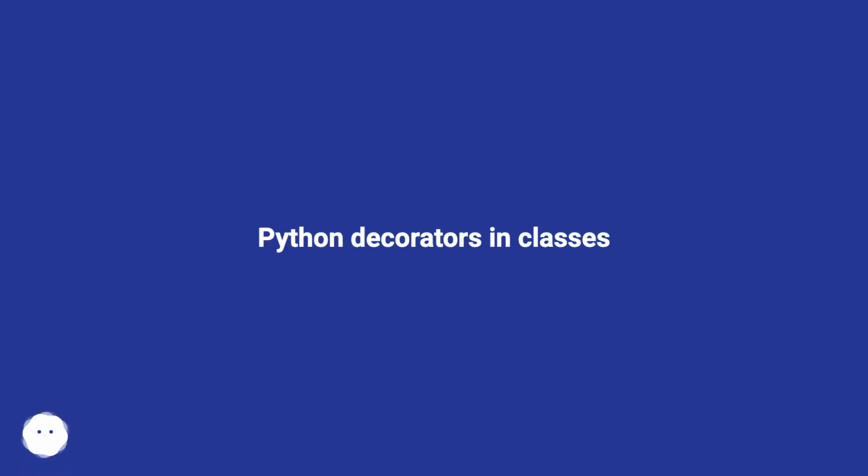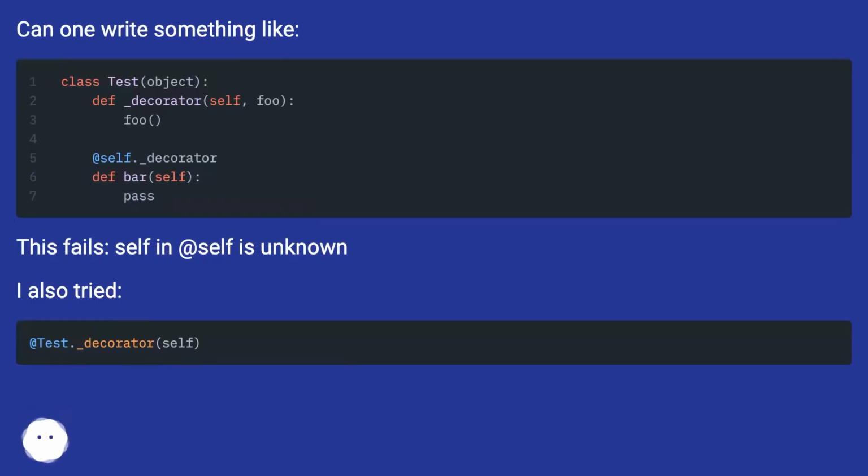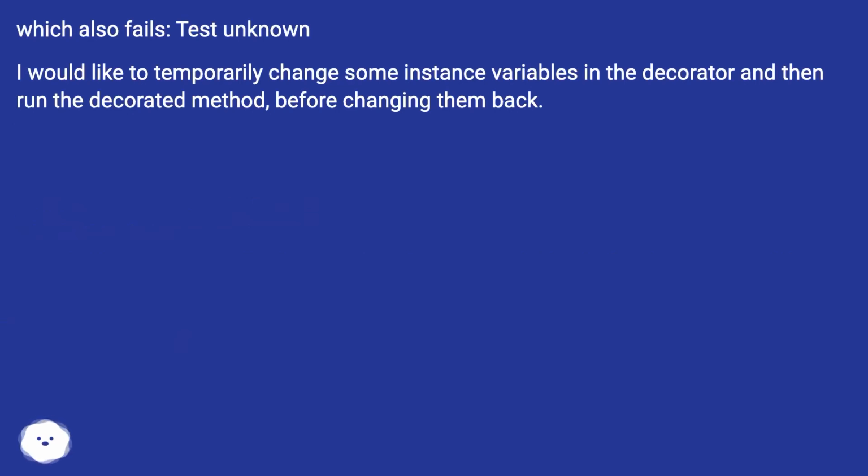Python decorators and classes. Can one write something like this? Fails. Self in itself is unknown. I also tried. Which also fails. Test unknown. I would like to temporarily change some instance variables in the decorator and then run the decorated method before changing them back.